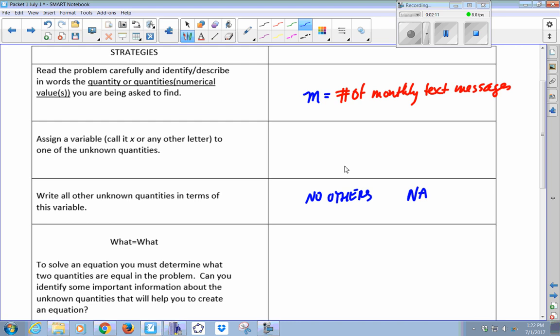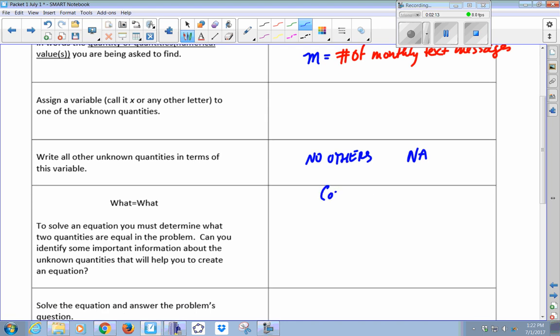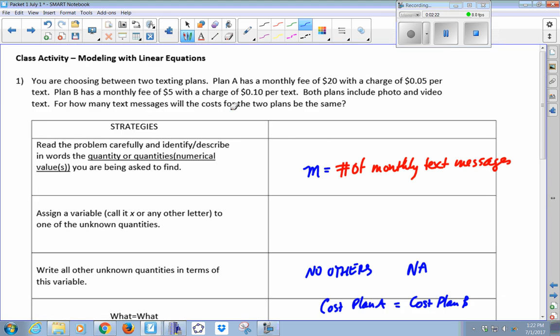And so now we have to determine what is equal to what. We're trying to determine when the cost for plan A will equal the cost for plan B. So when will these two costs be the same? That's the what equals what.